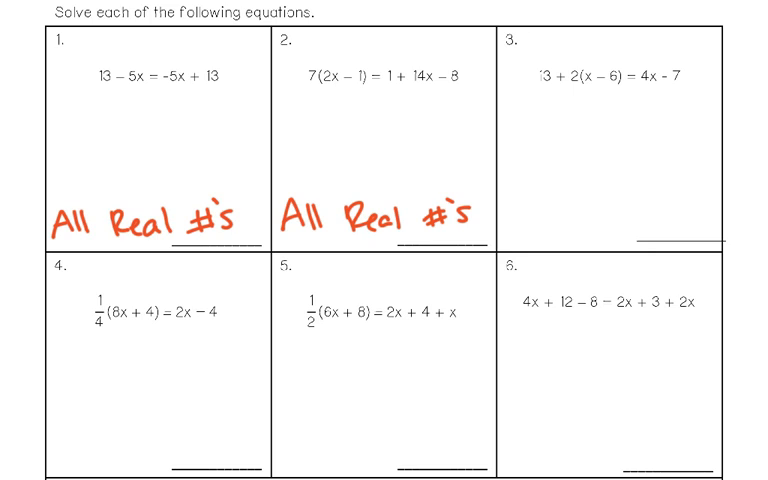This is another example where the solution is all real numbers. And just remember, you can also write that as infinitely many solutions. There's an infinite number of solutions you can put in for x. So x could be anything. Let's go ahead and look at number 3.